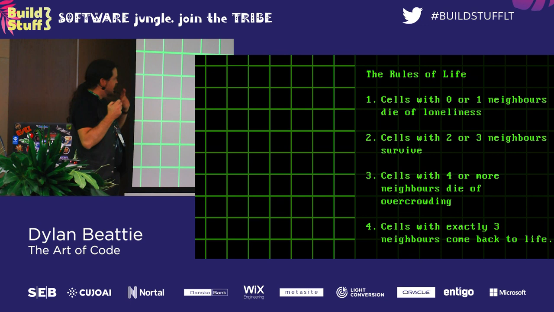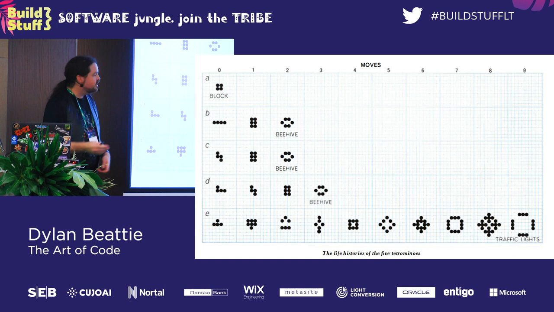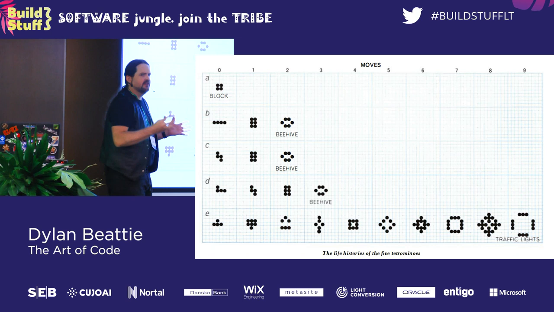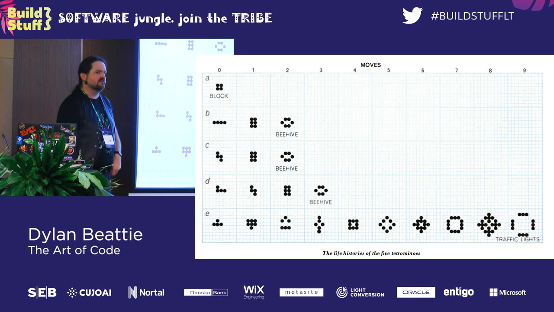He says these are the life histories of the five tetrominoes. So these shapes here, you probably recognize those if you've ever played Tetris. And what he's doing is he's plotting out how those shapes evolve over a couple of generations. But looking at it like this on paper is like going to a museum and looking at the butterflies pinned up in the glass case. You can kind of see what they are, but you have no idea what they're like. You don't get any sense of the nature of the evolution of the game of life.